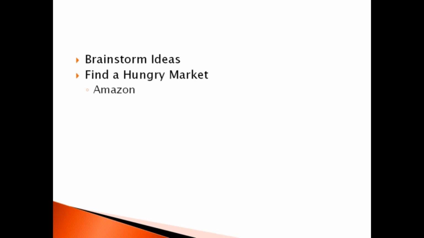All right, so when we find a hungry market, we're going to use Amazon.com. You can use other sites like clickbank.com if you want. That's fine. Then we're going to create a table of contents. Now, a table of contents can be generated fairly easily if you know how to do it.